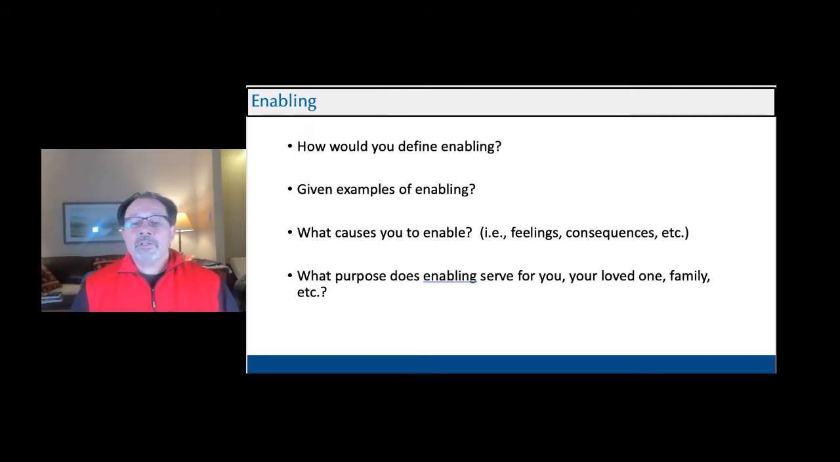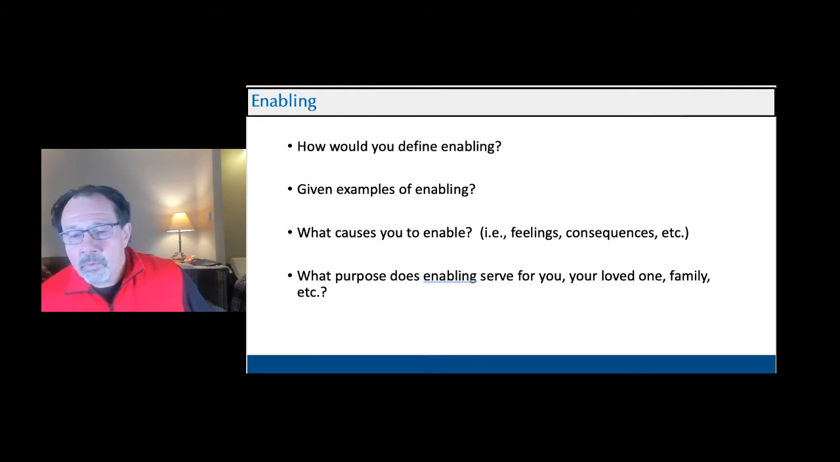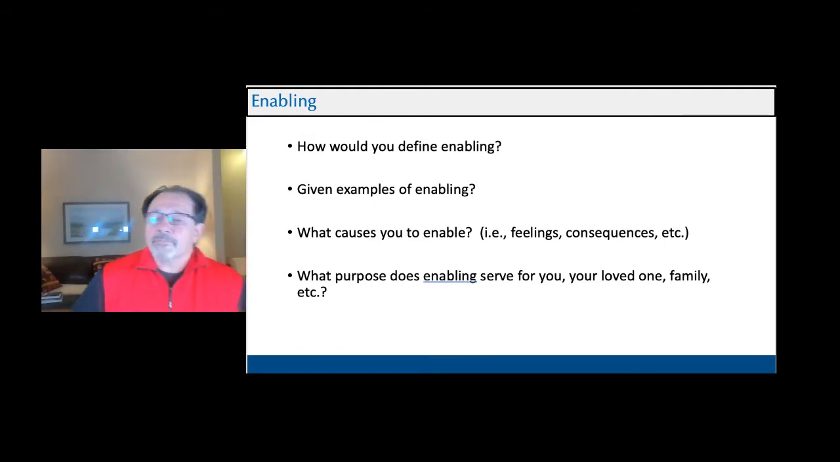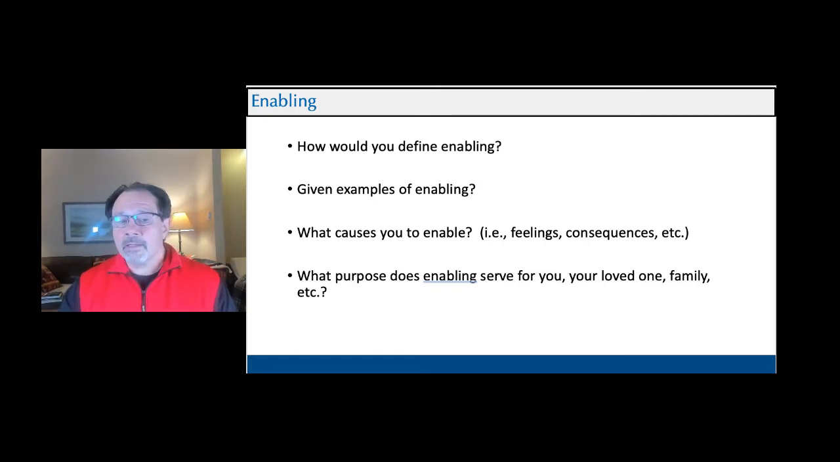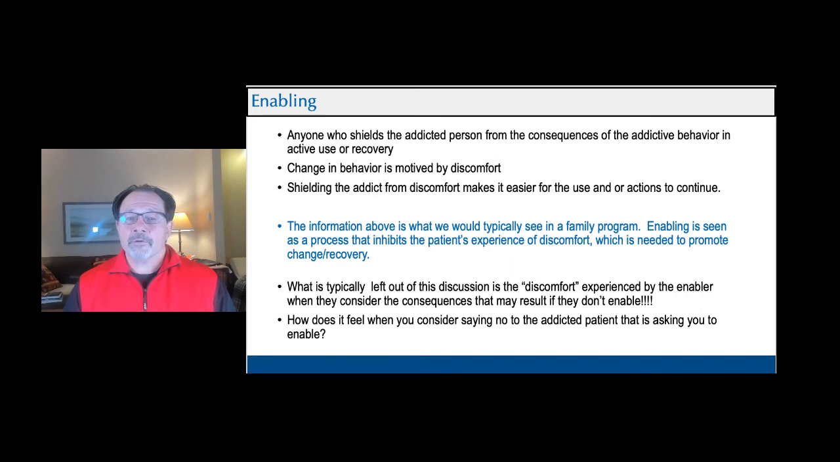And then the last question that I would love you to think about is, what purpose does enabling serve for you? What purpose does it serve for your loved one and for the other people in your family? And it's not just a simple process. This is, in my mind, a far more complicated issue than we give it credit for. So a definition of enabling that I like is anyone who shields the addicted person from the consequences of their addictive behaviors and active use or recovery.